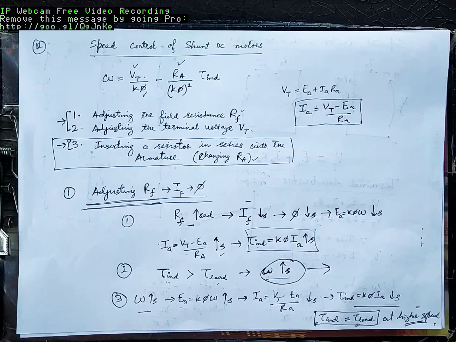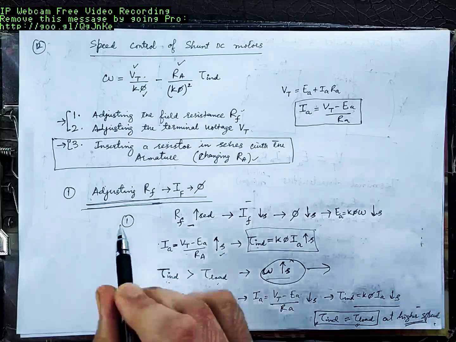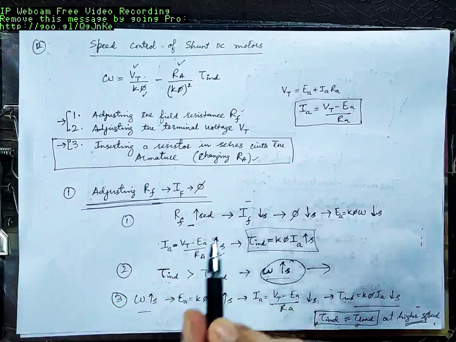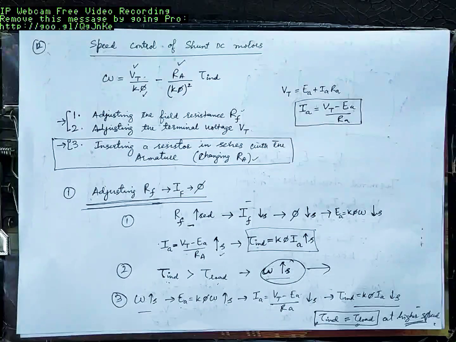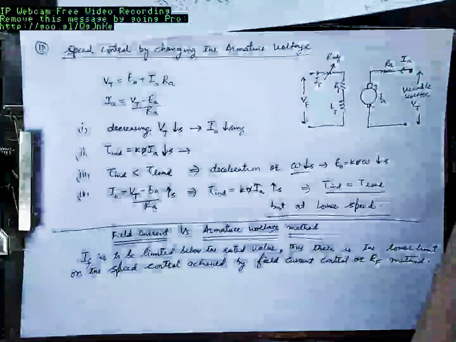That means this method, the field resistance method or field current method, cannot be used to produce very small speeds in the motor. This method cannot be used to obtain very small speeds. But this method can be effectively used to produce higher speeds in the motor. So this is point number 1.